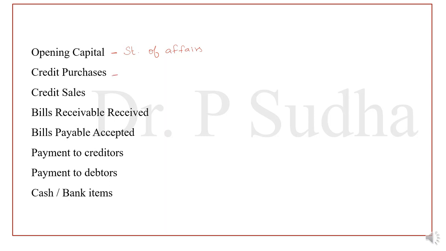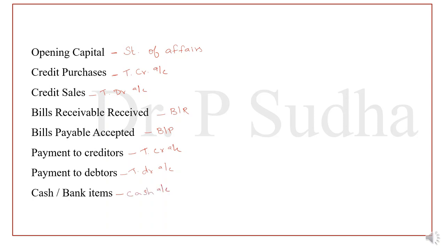Credit purchases. If credit purchases is missing, we have to prepare total creditors account. In the same way, if credit sales is missing, we have to prepare total debtors account. Bills receivable, we have to prepare bills receivable account. And for bills payable, we have to prepare bills payable account. If payment to creditors is missing, we have to prepare total creditors account. If payment to debtors is missing, we have to prepare total debtors account. And if any cash or bank items are missing, we have to prepare cash account or bank account.